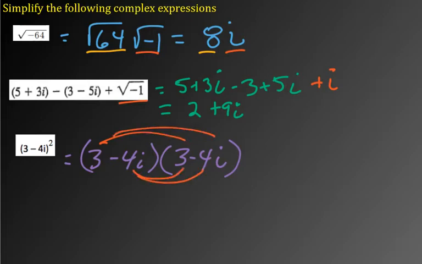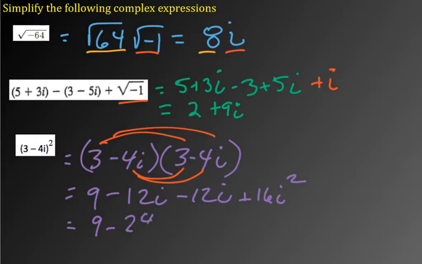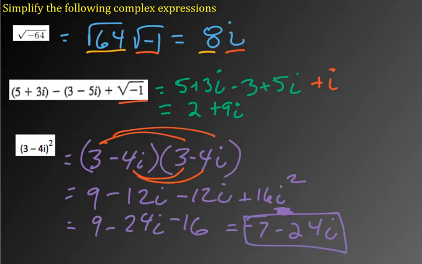And then it's just like one of the other problems we did in the previous slide. Multiply this through, you get 9 minus 12i minus another 12i, and then plus 16i squared. So the middle 12s become a 24i now. And same thing, this is a negative 1, so it's really like minus 16. And then 9 minus 16 is negative 7. So negative 7 minus 24i. So that is as simple as you could go for that last one.